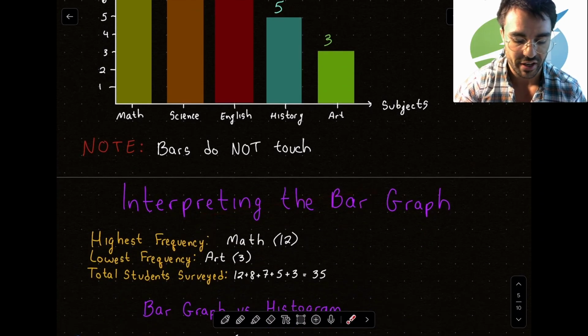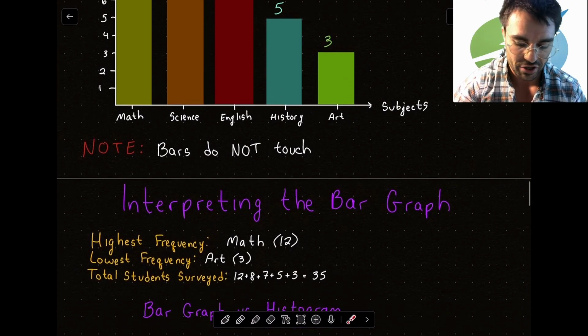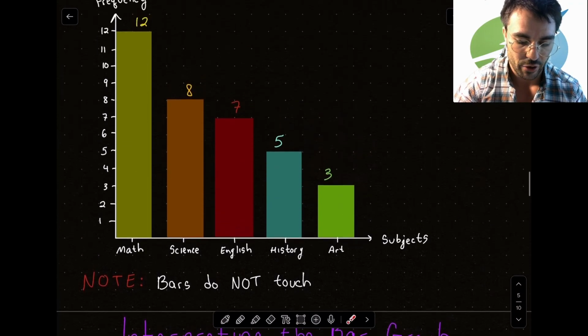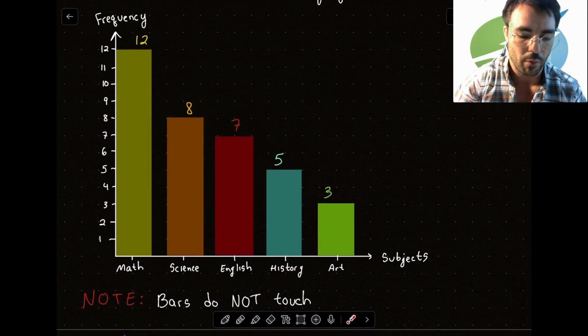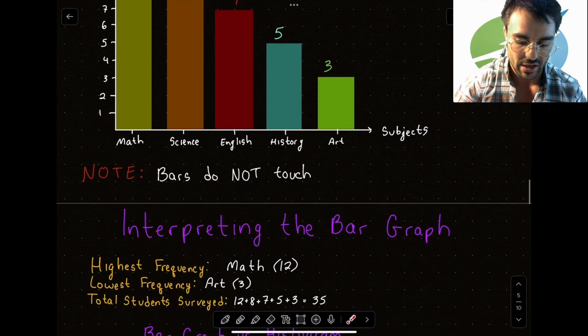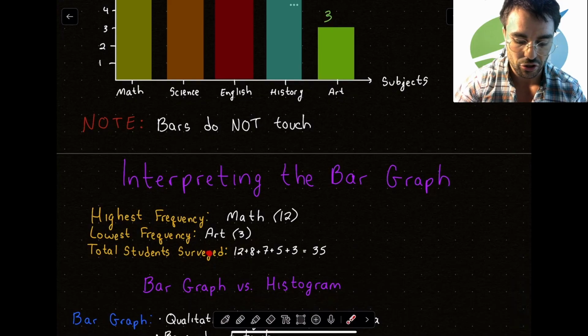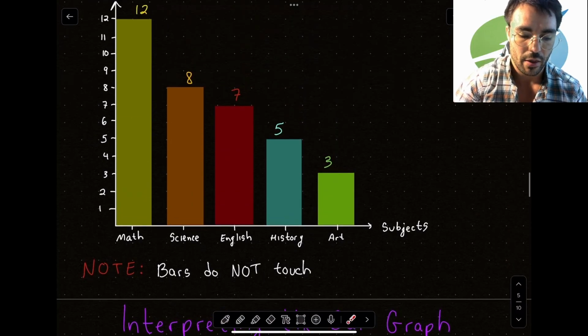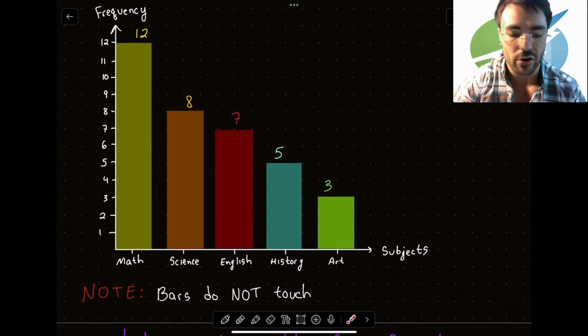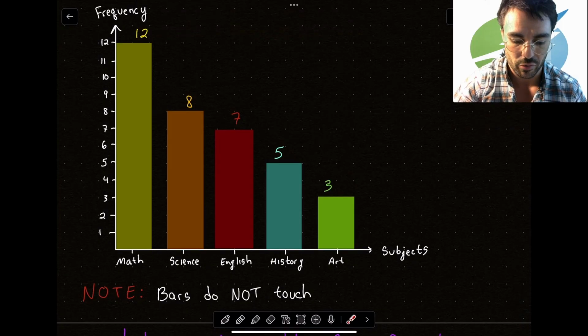How do we interpret this thing? Super easy. We just kind of look at it. We could see the highest frequency is math with 12. It's the biggest bar. The lowest frequency is art with 3. And the total students surveyed, we just add up each of the categories. 12 plus 8 plus 7 plus 5 plus 3 is what, 35?